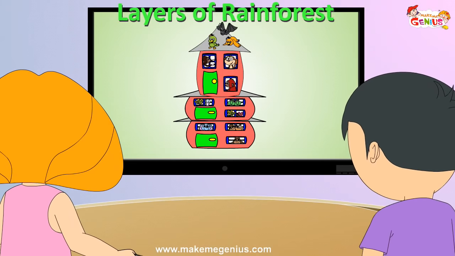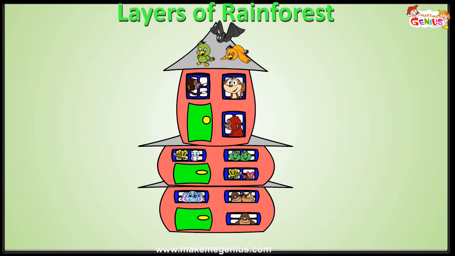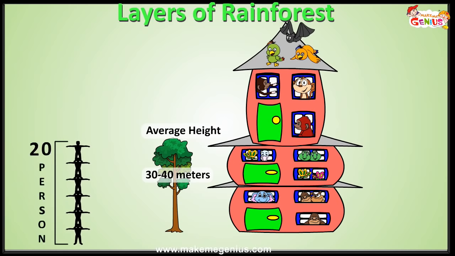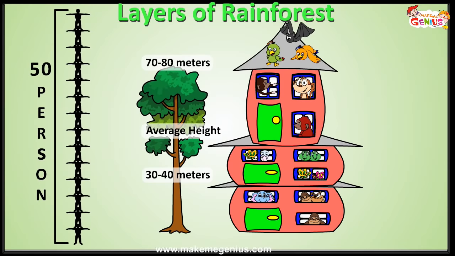Now look at this. Here is a building with three stories and a top. Oh, so many animals are peeping out of the windows. Oh yeah, different types of animals live at different heights. Based on the height, a rainforest can be divided into four layers. Average height of the tree in a rainforest is about 30 to 40 meters. It means approximately the height of 20 persons standing above each other. Yes, but some of the tallest trees can go up to the height of 80 meters. That is equal to the height of 50 persons standing over each other.